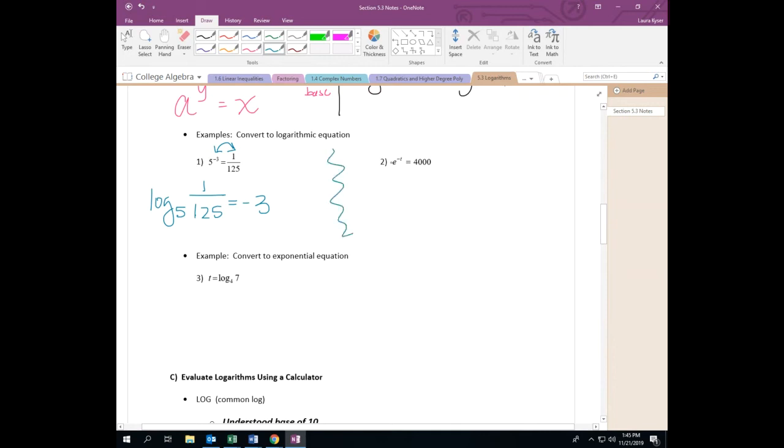If you're dealing with something that has an e in it, you should automatically know that you're going to start with ln and not log. And then once again, these 2 pieces change sides. So the -t is going to go over by itself, and the 4,000 is going to come over and attach.